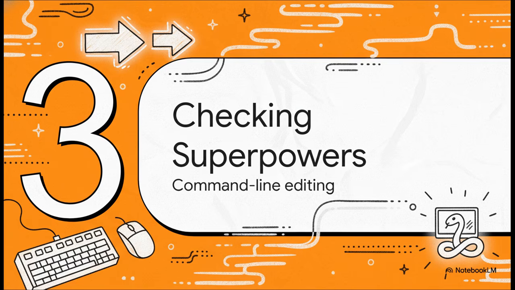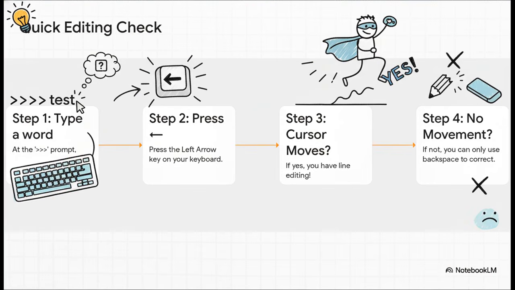Now, before we really dive in, let's do a quick check for a little superpower that's going to make your life so much easier. It's called command line editing. All that means is, can you use your arrow keys to move around and fix typos, just like you would in a normal text document? Trust me, you want this. Let's do this quick test together right now.